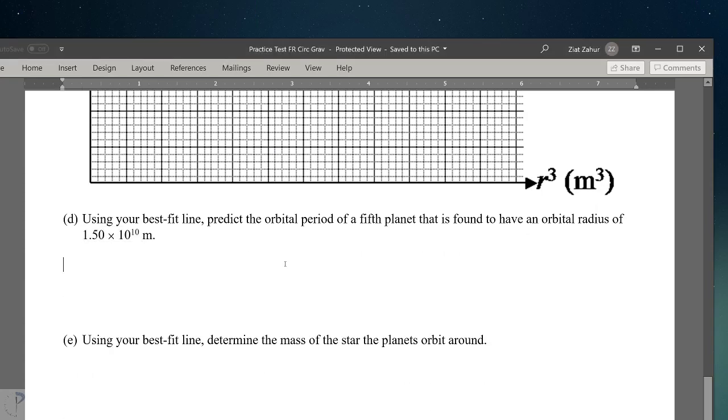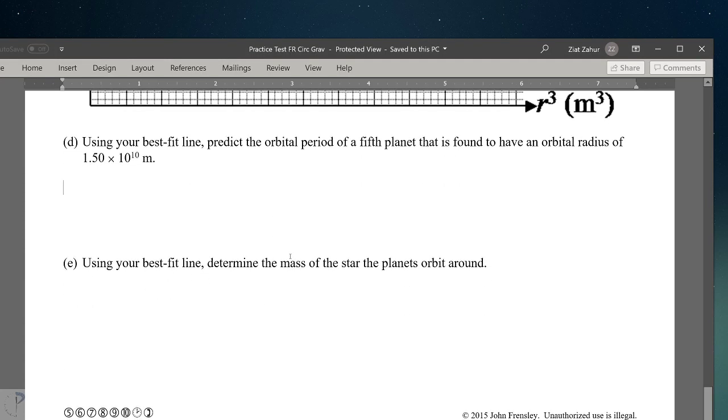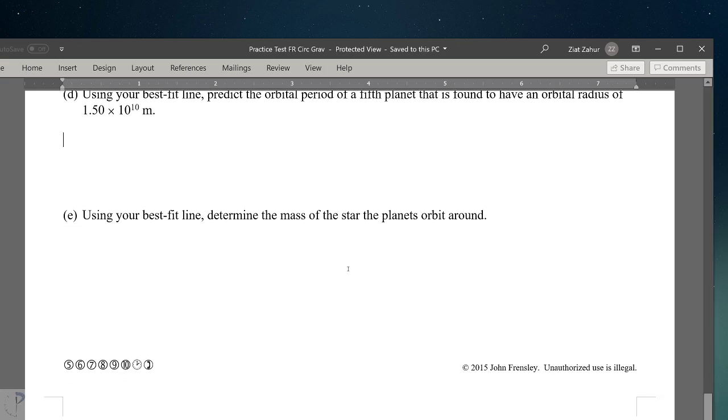Alright, so that's how you'd use the best fit line. Using your best fit line, determine the mass of the star. So set the slope equal to 4 pi squared over GM, and then solve for M. M is equal to, do the old switcheroo, 4 pi squared over G times the slope. Alright, pretty easy.